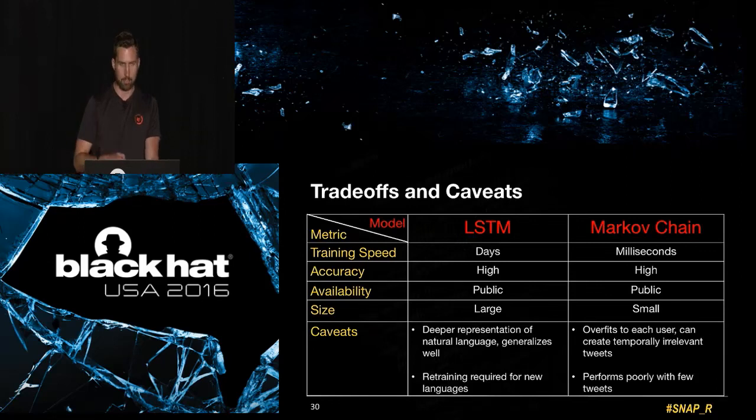There are some trade-offs and caveats to these two approaches. First off, the training speed for the LSTM, as I mentioned, takes a while. It takes a few days, and it takes a decent amount of computing architecture. For the Markov chain, supposedly it only takes a matter of milliseconds. You can dynamically take the Markov chain, point it at someone's last 1,000 tweets, and there you have a naive model of what they like to talk about.